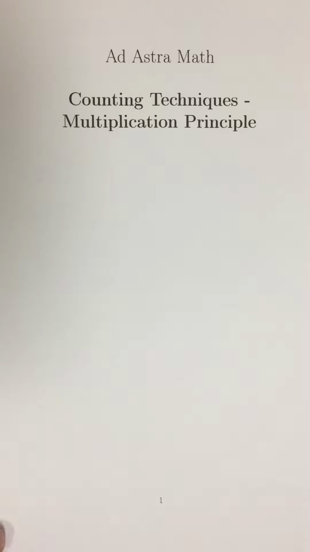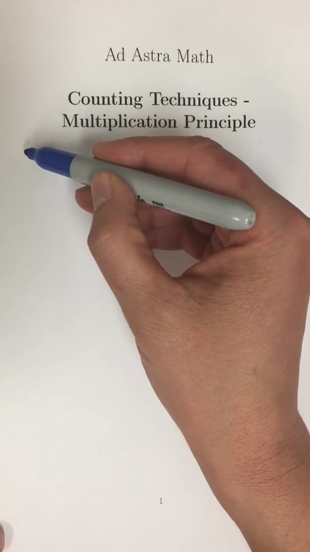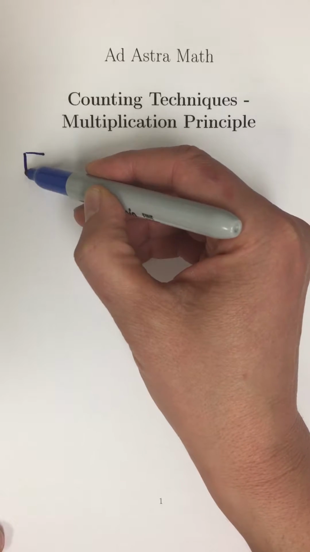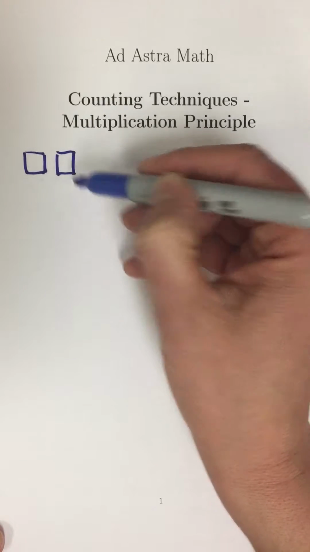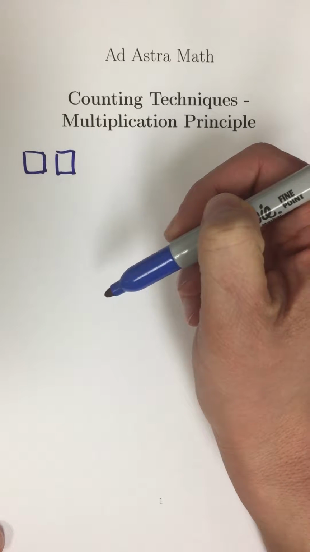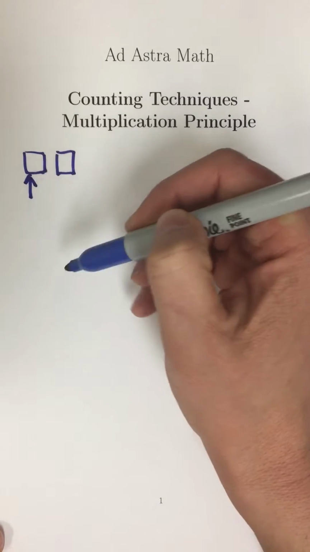In this video, we will talk about the basic counting technique that's called the multiplication principle. And in order to illustrate this principle, we will look at a very simple problem. The problem goes like this. Suppose you have to make up a password, and the password consists of 2 characters. All right? You have a few options here.